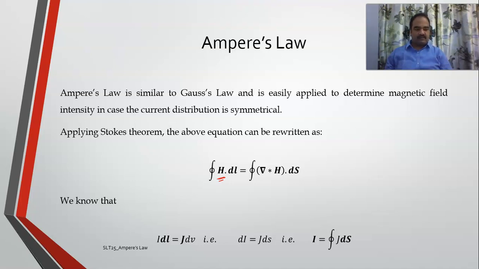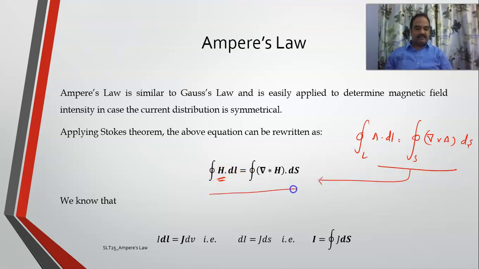Now we know that Stokes' theorem is one of the commonly employed theorems for line integrals, right? Stokes' theorem states that the line integral can be converted into a surface integral. So I am applying the same theorem here. Instead of A, I am utilizing my vector, the magnetic field intensity. So this is my application of Stokes' theorem, converting the line integral to a surface integral.